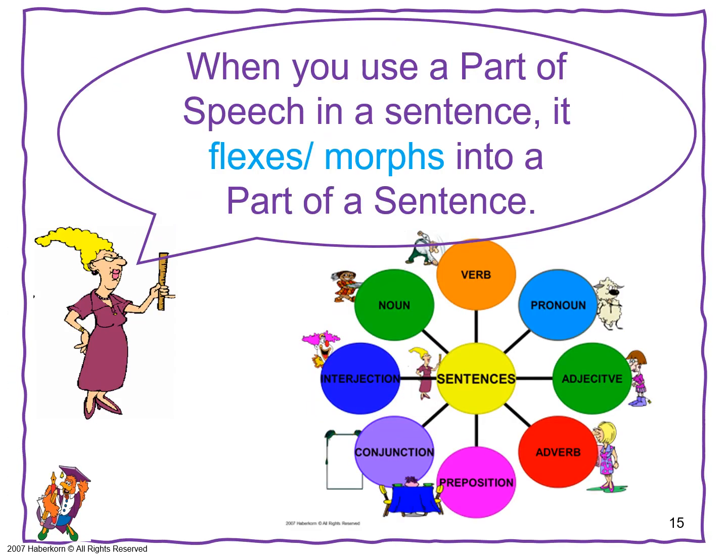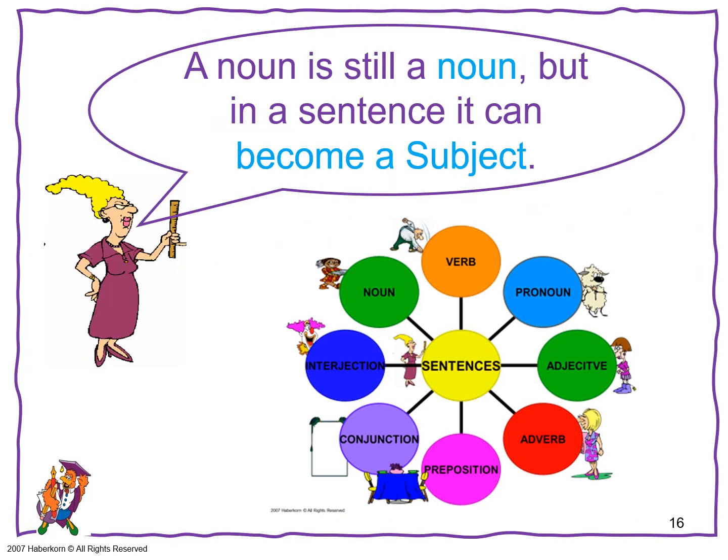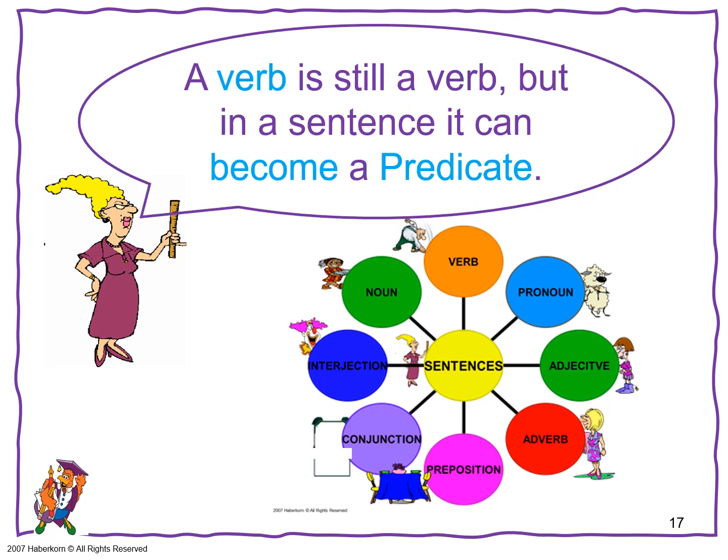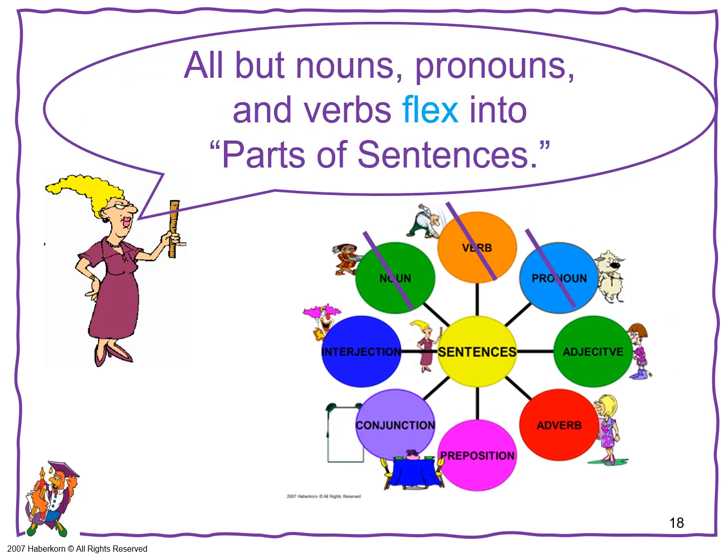When you use a part of speech in a sentence, it flexes, it morphs, it changes into a part of a sentence. A noun is still a noun, but in a sentence, it can become a subject. A verb is still a verb, but in a sentence, it becomes a predicate. All but nouns, pronouns, and verbs flex, morph, change into parts of sentences.